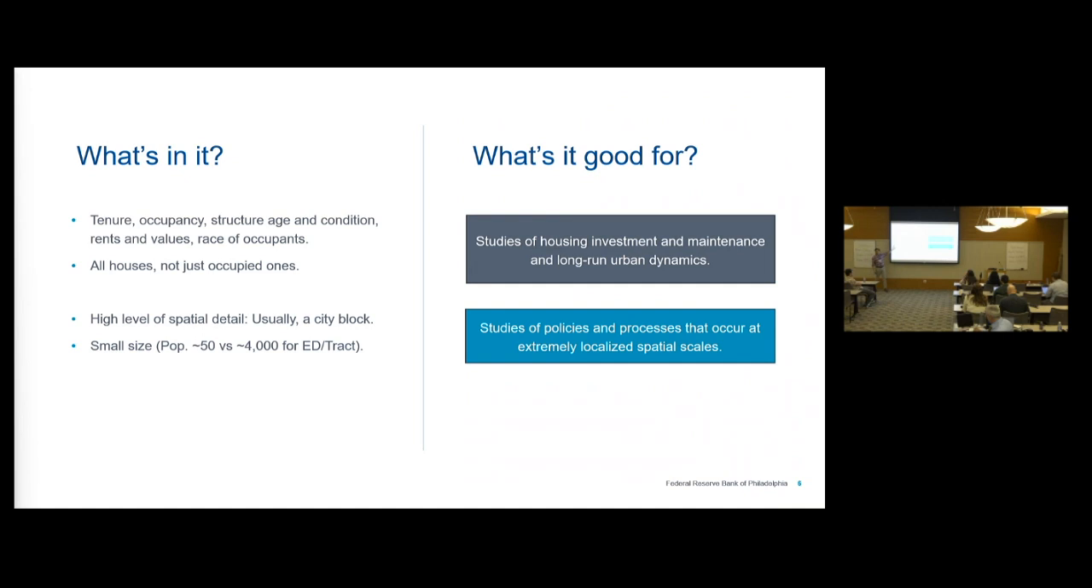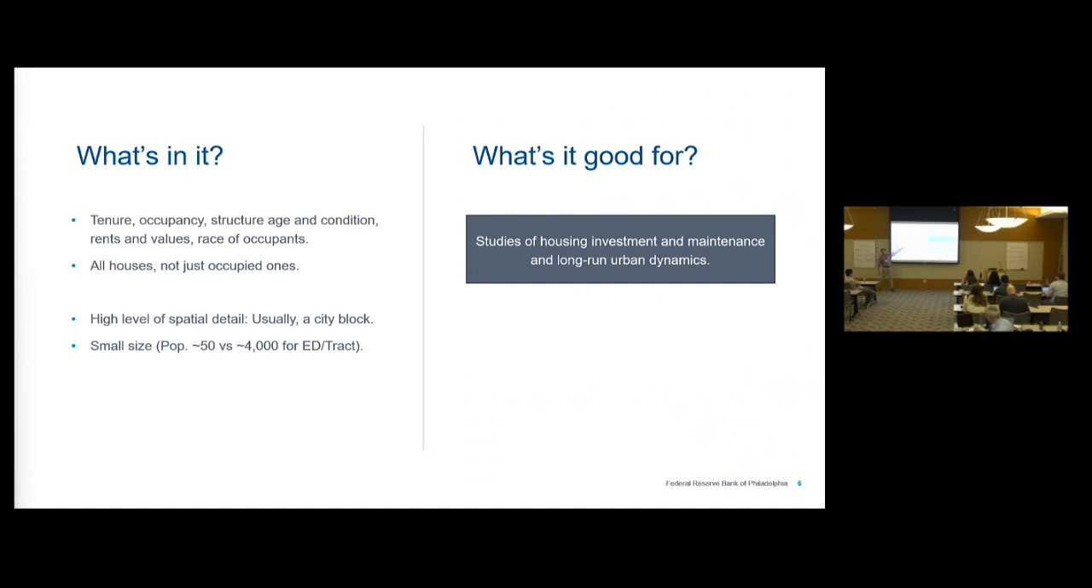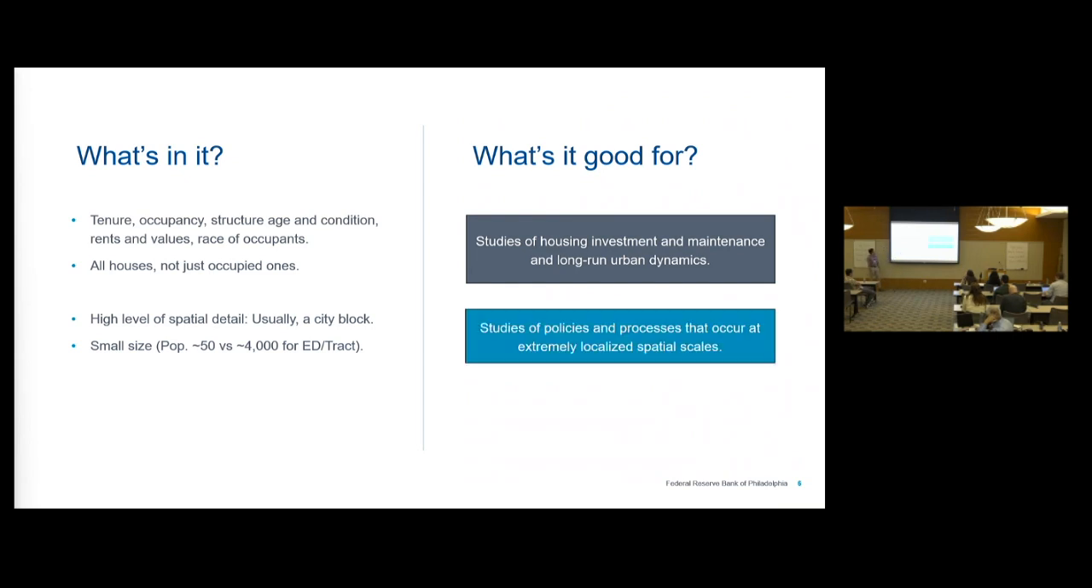As Katie alluded to in her presentation, these are going to be the most granular statistics that we are going to be able to recover for some of these years, because the housing data was on the reverse side, and they weren't captured before they were thrown out. Okay, so I'm going to talk in the next couple slides about what in particular this sort of granular detail is useful for. But to sum up, this sort of high level spatial detail is going to be useful for studying policies and processes that occur at extremely localized spatial scales.